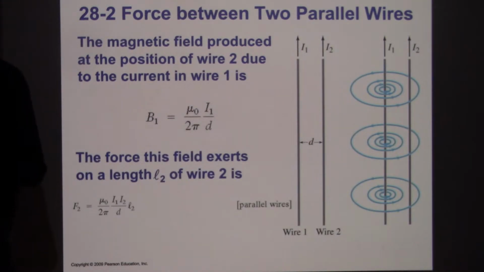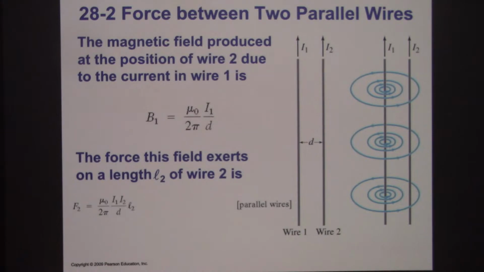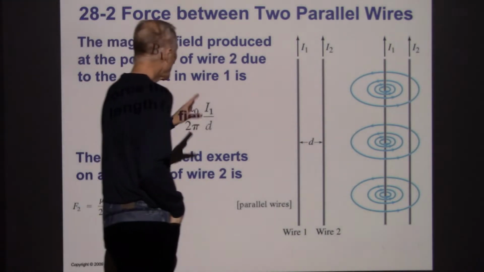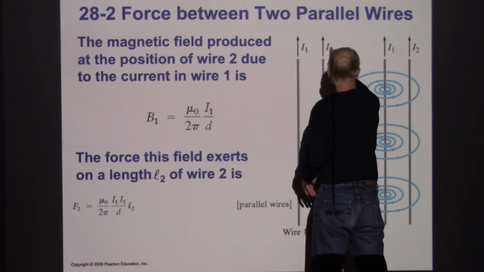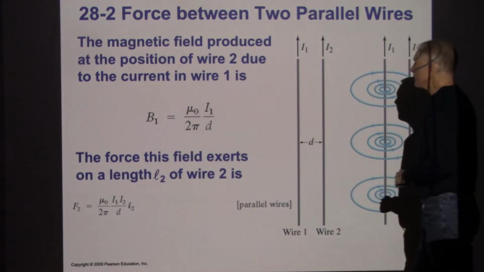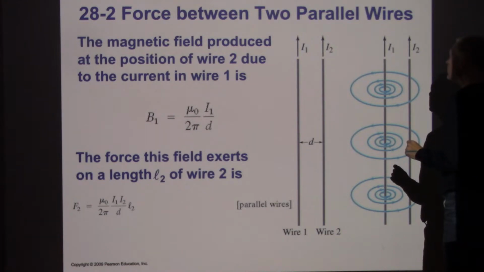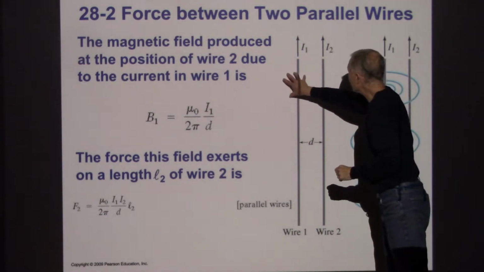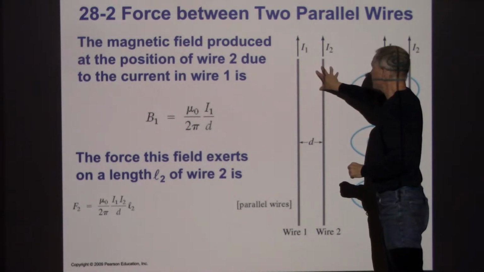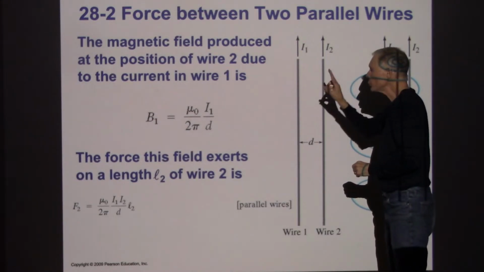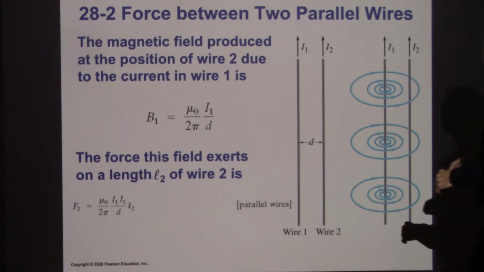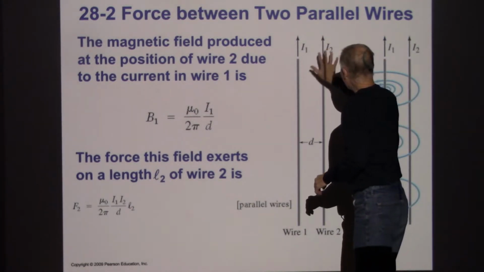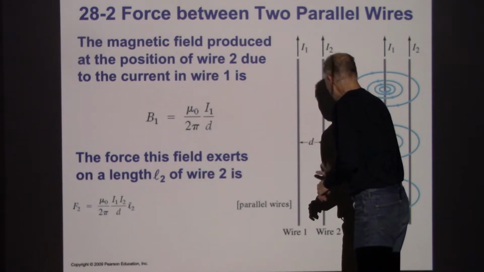All right, what happens if we have 2 wires? Again, 2 long wires with current running through them. Here's current 1, here's current 2. How do we determine the effect that current 1 will have on current 2? And it's a 2-step process. The first thing we do is we go, okay, let's imagine I2 is not there yet.